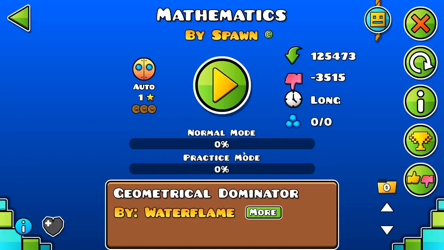Okay, today we're going to be playing Mathematics by Spawn. Now this is an auto level, so surely this should be easy to complete, right? About that, not really. We're going to have to prepare in order to beat this.